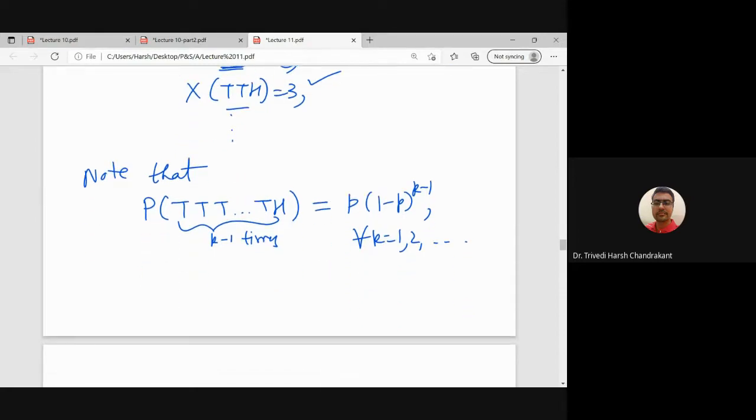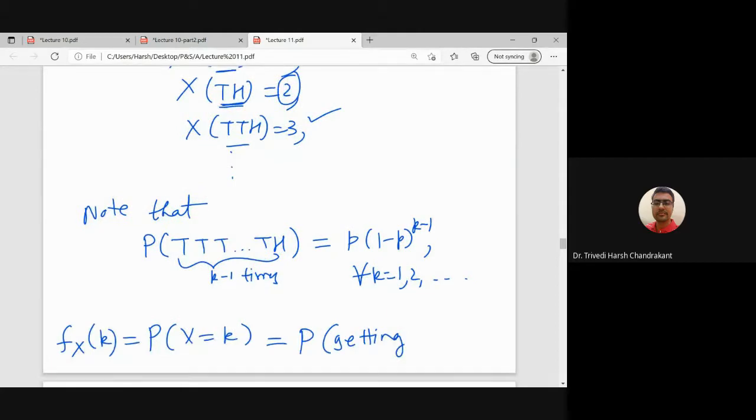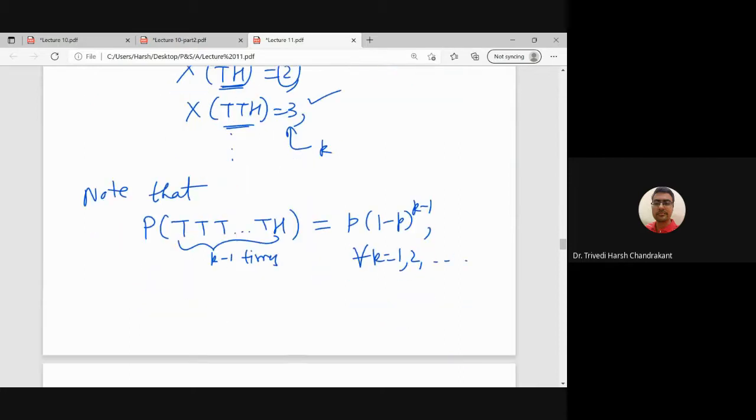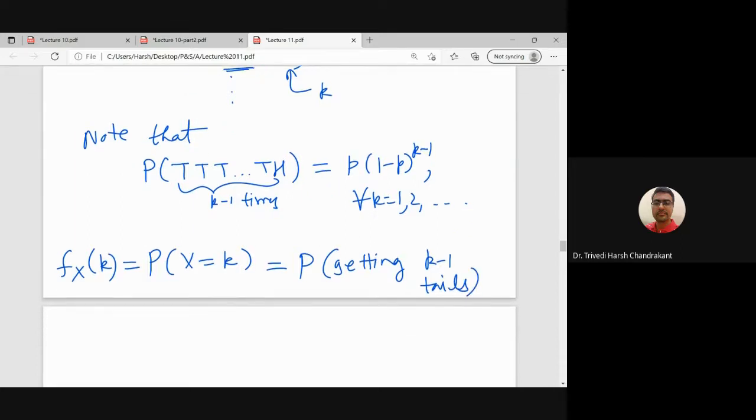In that case, what will be the probability of X = k? This is basically the probability of getting... So this is k, right? This k means the value of the random variable is k. K is 3 means 2 tails plus 1, right? So that is getting k − 1 tails. The probability of getting k − 1 tails followed by a head, that is this one, so we know that it is p(1 − p)^(k−1). This is true for all k = 1, 2, up to so on.